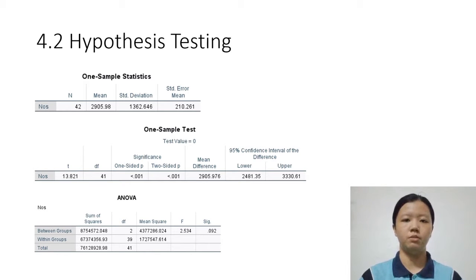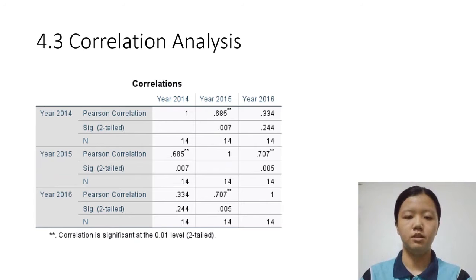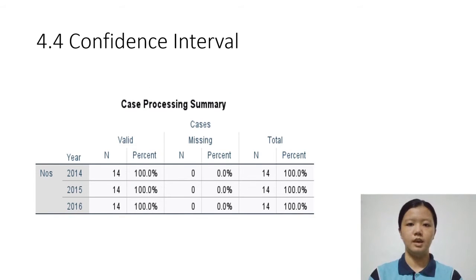The p-value from the ANOVA is 0.092, which reveals more than one variable group. Meanwhile, the number of students in 2014 is 1, which is a perfect positive correlation. The number of students in 2015 and 2016 is 0.685 and 0.334. Hence, we can realize that the students are related with 2014, 2015, and 2016. Lastly, the 95% confidence interval is mean, alpha 0.05 for the mean.